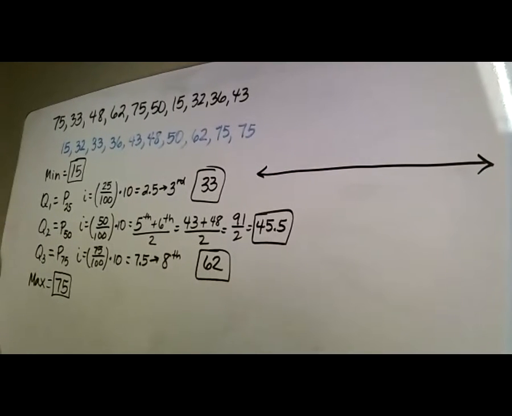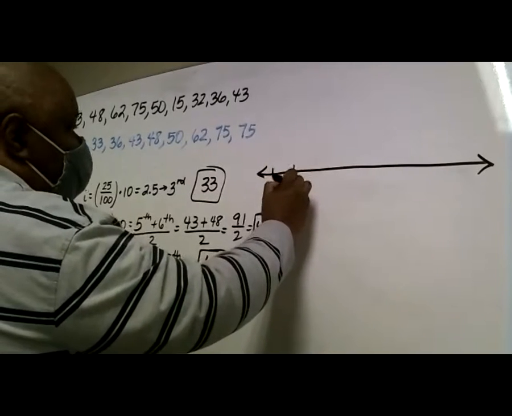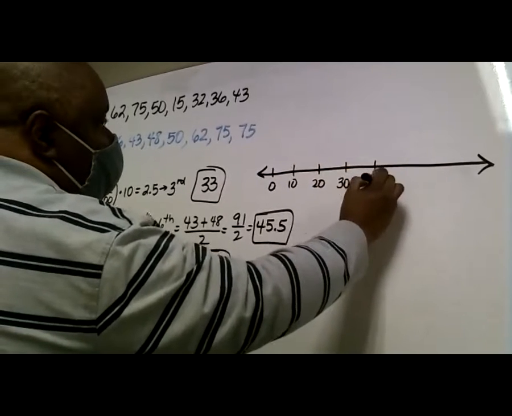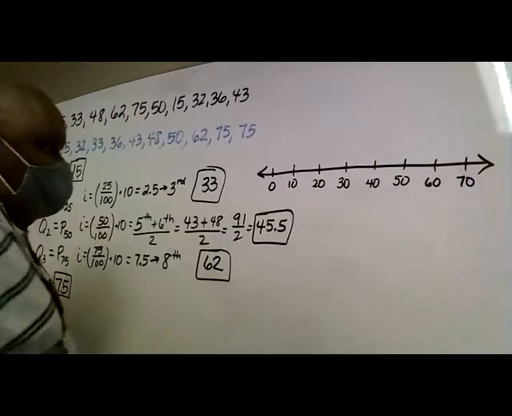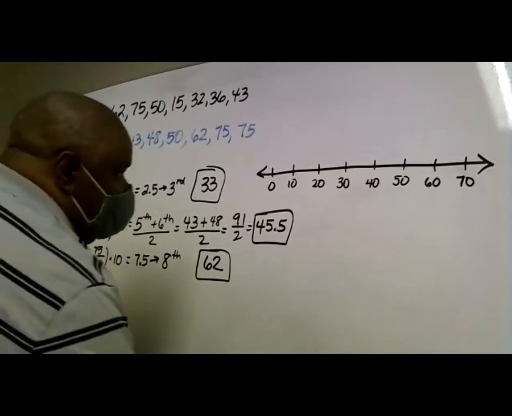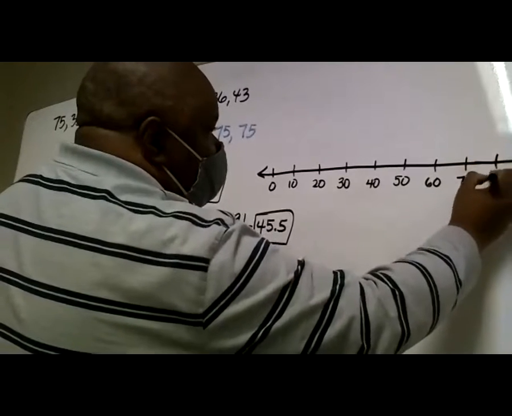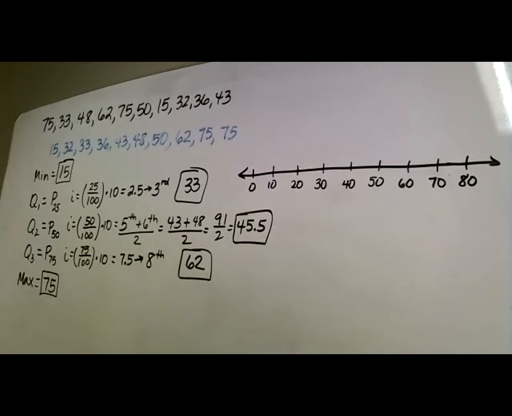So now, this is what I did. Here's 0, and I did this as 10, 20, 30, 40, 50, 60, up to 70, because let me expand this a bit, because I went up to 80. So now here's our box plot.